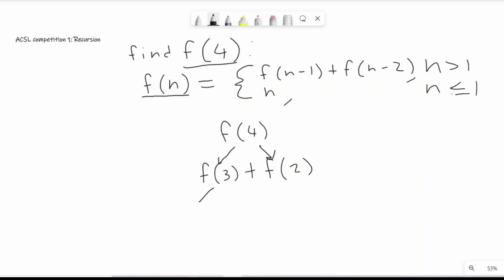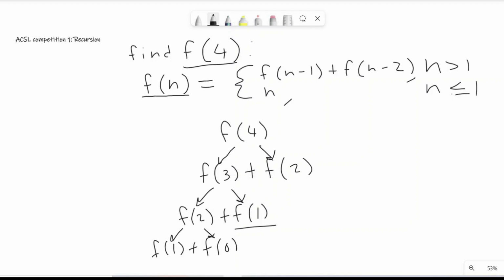So f of 3 would then branch into f of 2 plus f of 1. f of 1 has reached the base case, so we'll just stop that there. And then f of 2, we continue branching. f of 2 becomes f of 1 plus f of 0. And those two have reached the base case as well, so we're going to stop there for that side too. So now that we've branched that completely out, we can start solving.